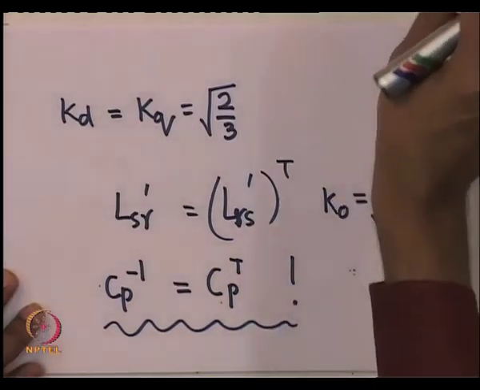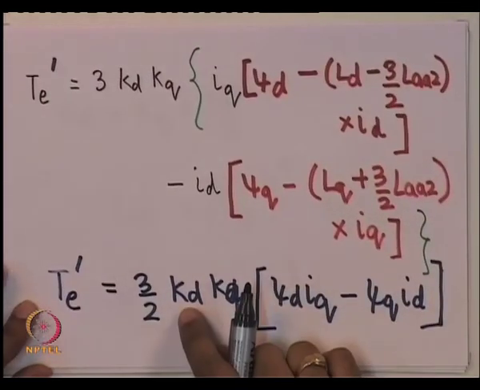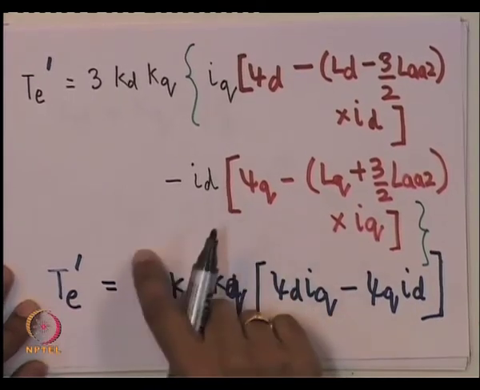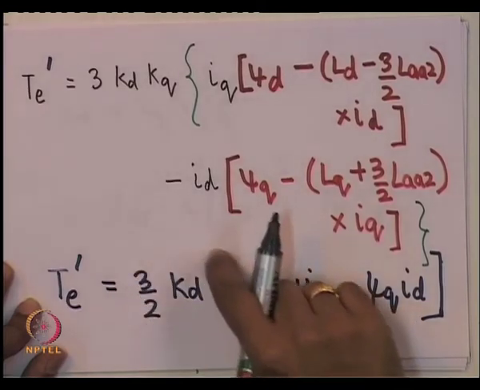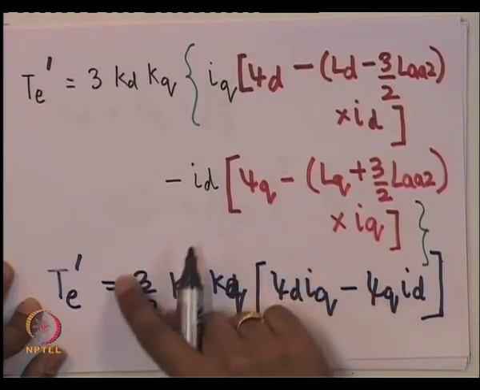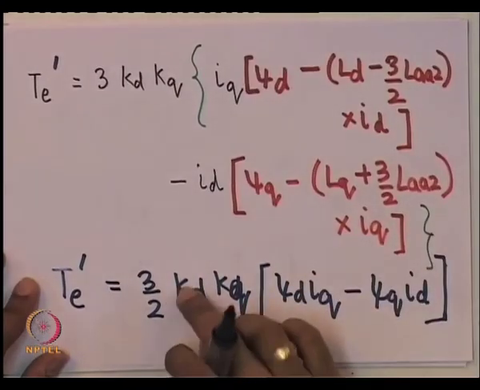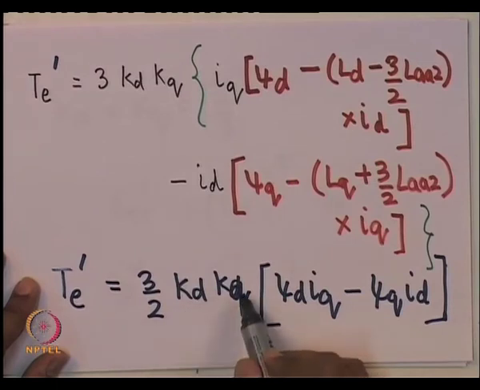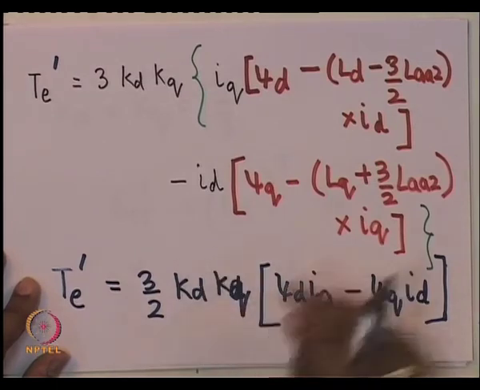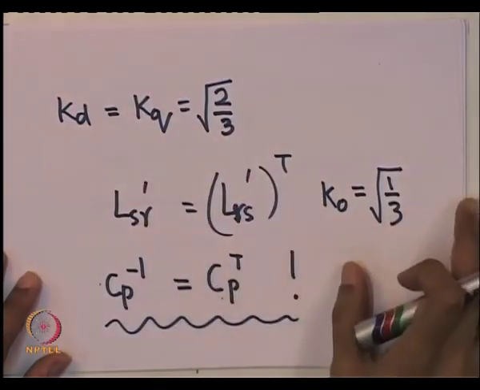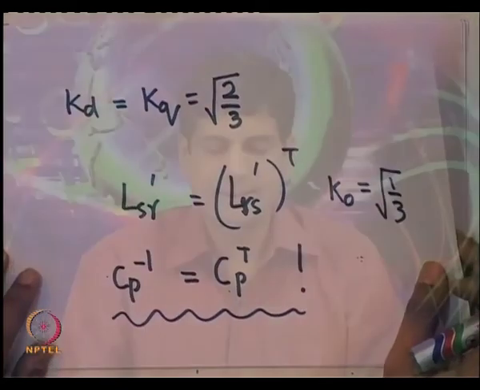In fact, you will notice that in this torque expression, if I choose Kd and Kq as root 2 by 3, this whole coefficient becomes equal to 1. So, I do not have to remember these coefficients, because if I put Kd is equal to root 2 by 3 and Kq is equal to root 2 by 3, this coefficient effectively becomes 1. So, there are certain advantages in choosing this, but as I mentioned before, the choice is arbitrary. It does not hamper our effort to get a time invariant set of equations.